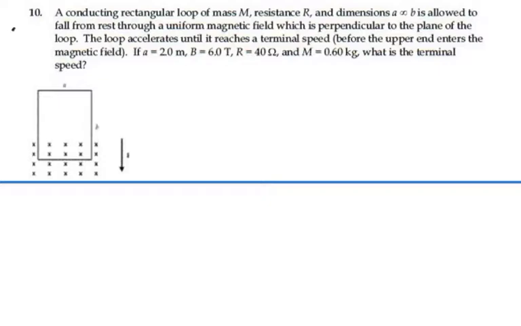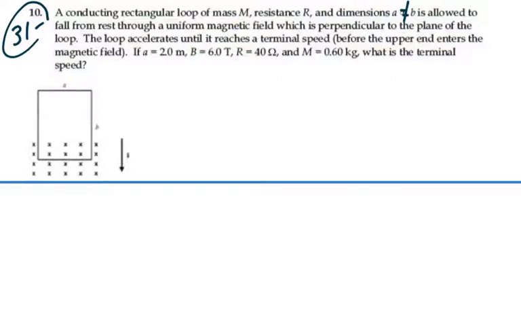Here's problem 3110. A conducting rectangular loop of mass m, resistance r, and dimensions a not equal to b is allowed to fall from rest through a uniform magnetic field which is perpendicular to the plane of the loop. The loop accelerates until it reaches a terminal speed before the upper end enters the magnetic field. If a is equal to 2 meters, B is 6 Tesla, r is 40 ohms, and m is 0.6 kilograms, what is the terminal speed?